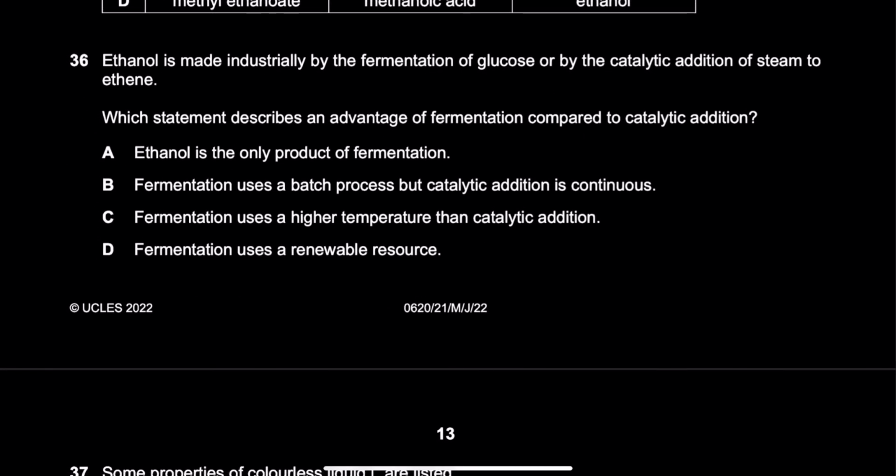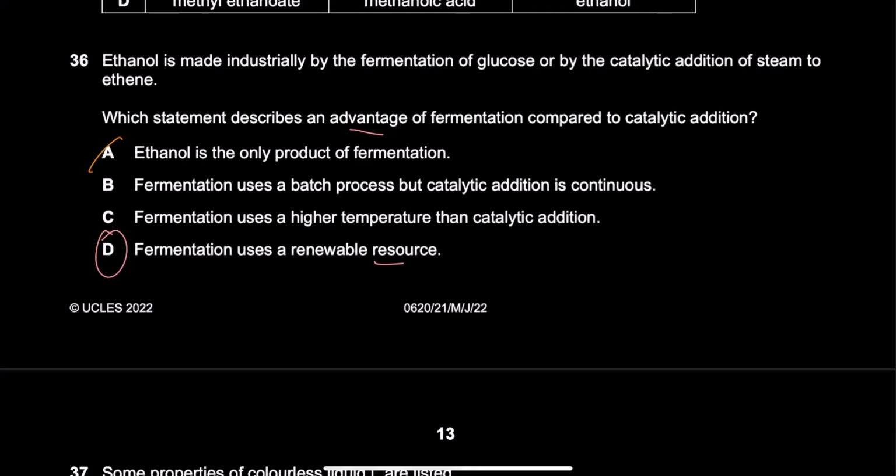Ethanol is made industrially by fermentation of glucose or by the catalytic addition of steam to ethene. Which statement describes an advantage of fermentation compared to catalytic addition? So what is the advantage of fermentation? Obviously, it uses a renewable resource, that is glucose. D is the right option. But if you check A, B, and C out, we can even eliminate them. Ethanol is the only product of fermentation? No, carbon dioxide is also formed.